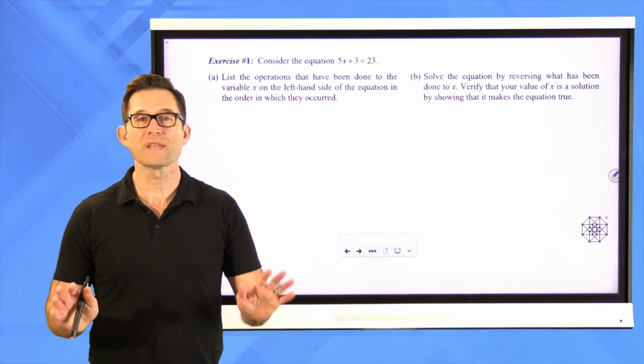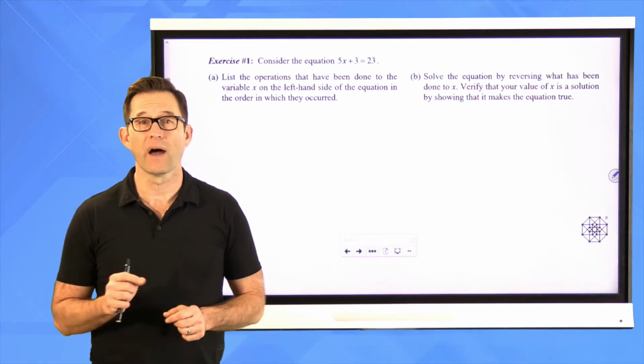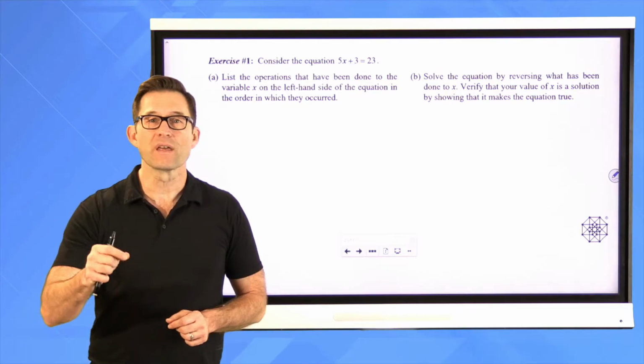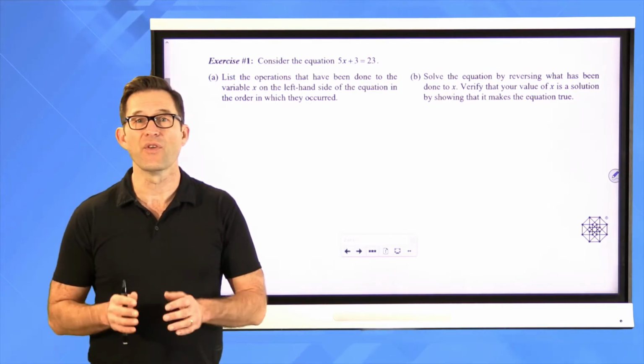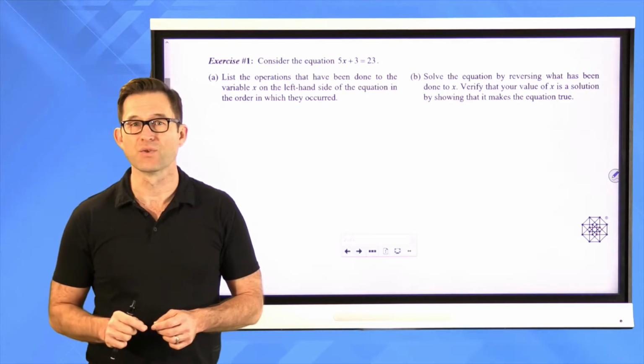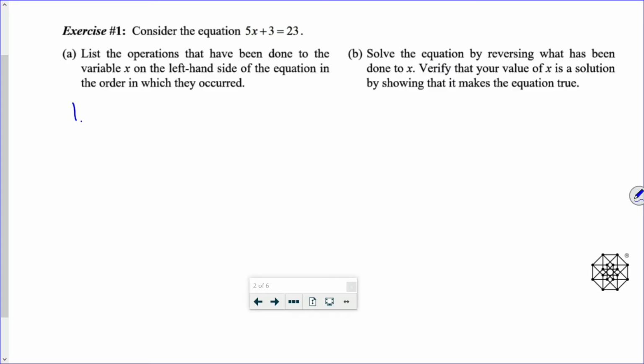All right, well, we just have to remember our order of operations. In terms of that expression, 5x plus 3, the first thing that's happening to x is it's being multiplied by 5. And the second thing is that we then have 3 added as a result. So let's do that. Number 1, we're going to multiply by 5, and then we're going to add 3.